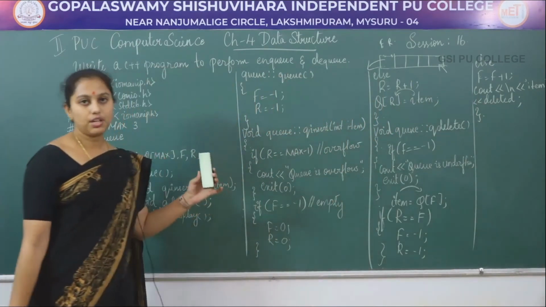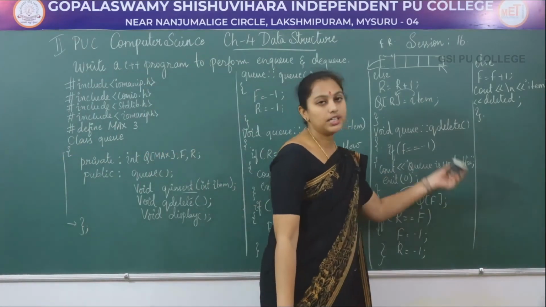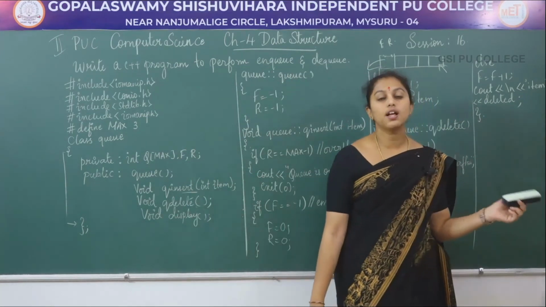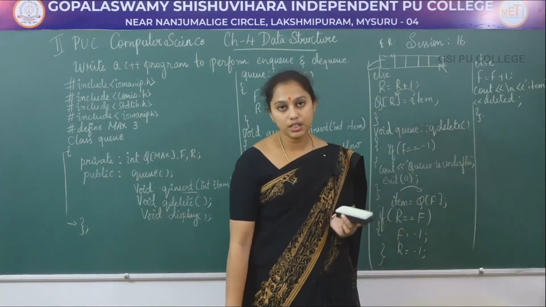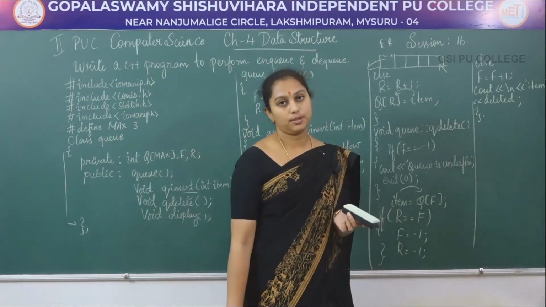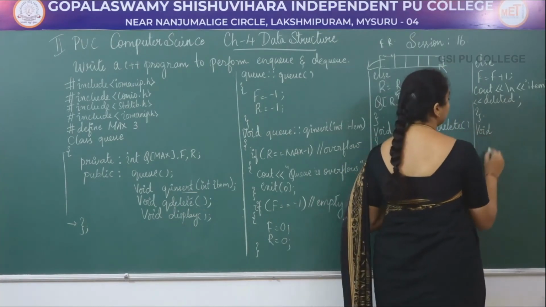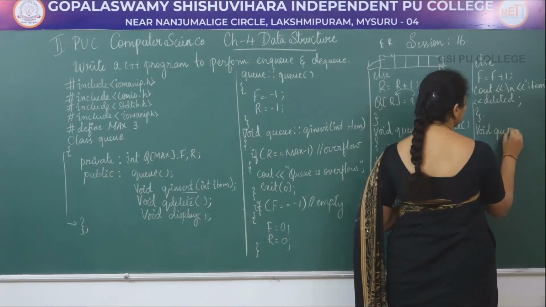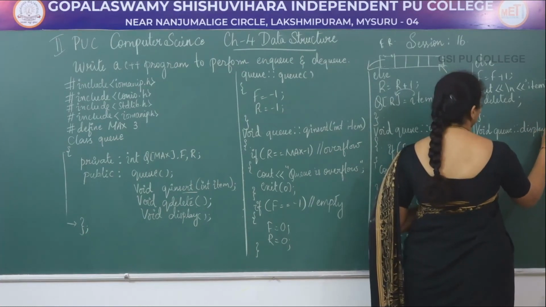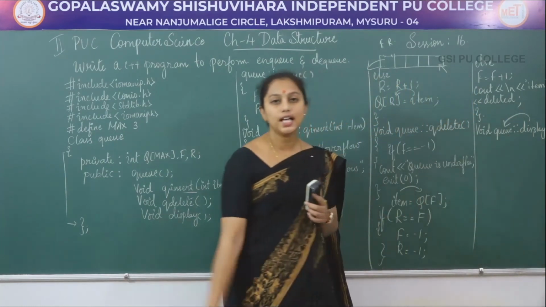So here what we have done, we have created an empty queue and inserted some items, and then deleted some items from the queue. After performing all these operations, I have to display the contents of the queue. For that I have to use the display function. We are defining this function outside the class. First we write the return type followed by the class name, scope resolution operator, then the function name. The scope resolution operator tells that this function is referring to the class queue.